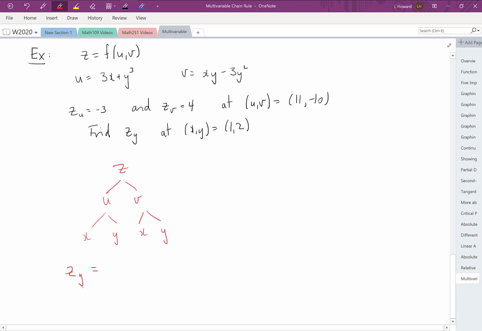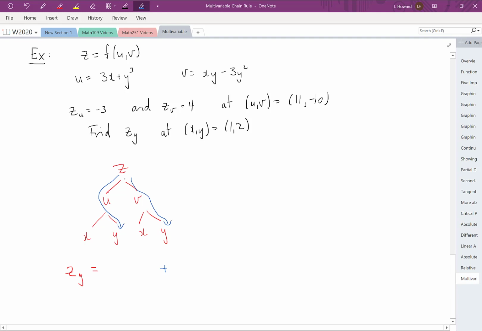This time we're using the subscript notation for partial derivatives, whereas we were using the delta notation in the previous video. So it's probably good to be comfortable with both notations. We need to look at all the paths from z to y. There are going to be two of them. That means there are going to be two terms when we calculate the partial derivative of z with respect to y.